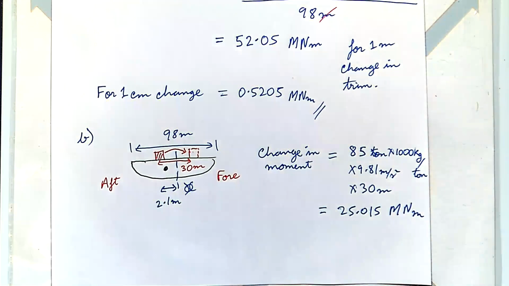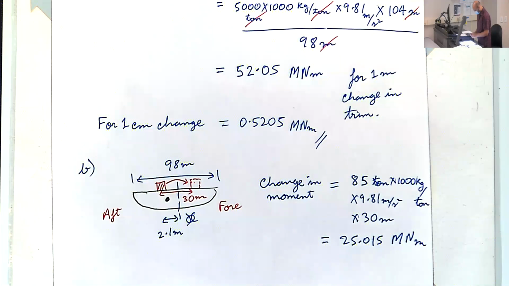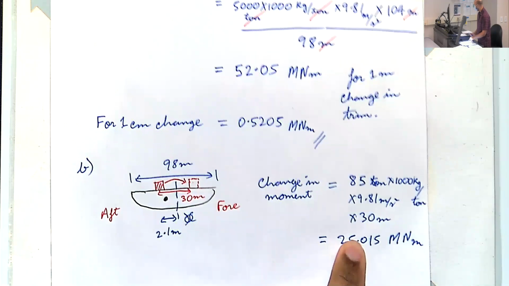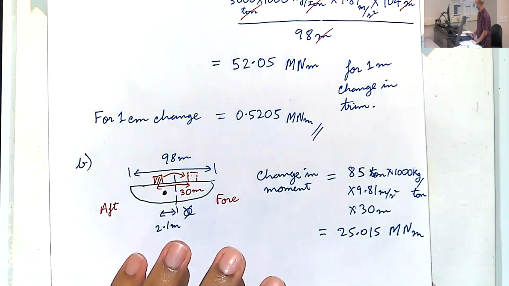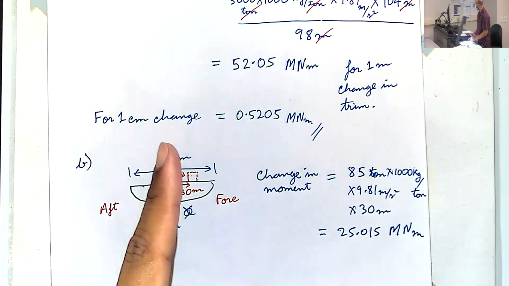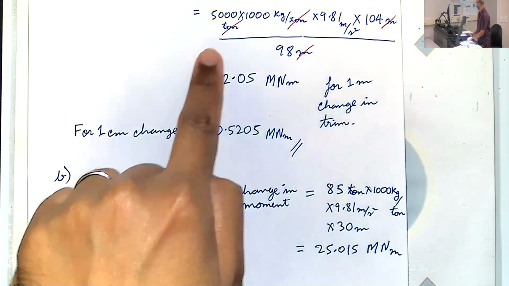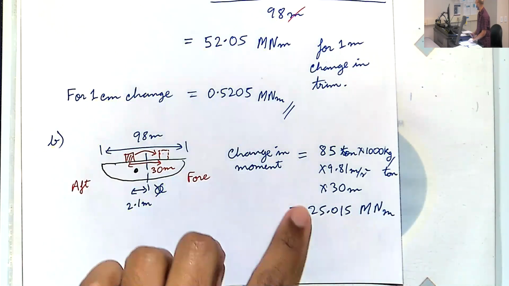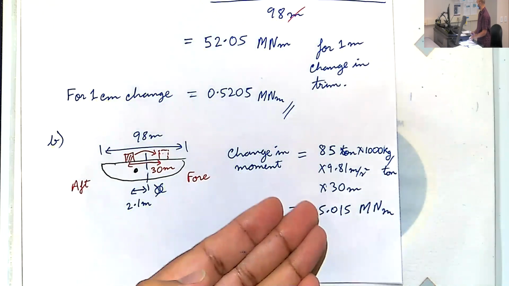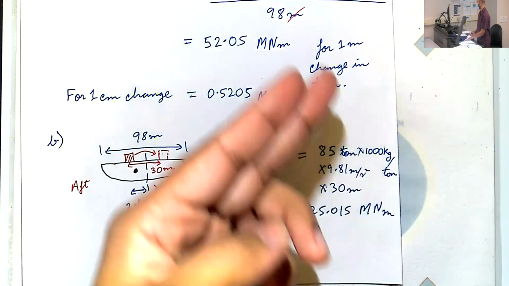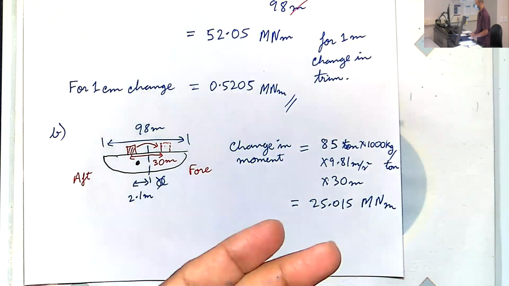Multiply that by the MCT to find the change in the trim. I think we'll need to divide it, right? Because 1 meter change requires this much moment. Now we have the moment, we don't know how many meters this change causes. So we will divide the 25 by 52 mega Newton meter. And that'll give us what's the change in trim, okay?